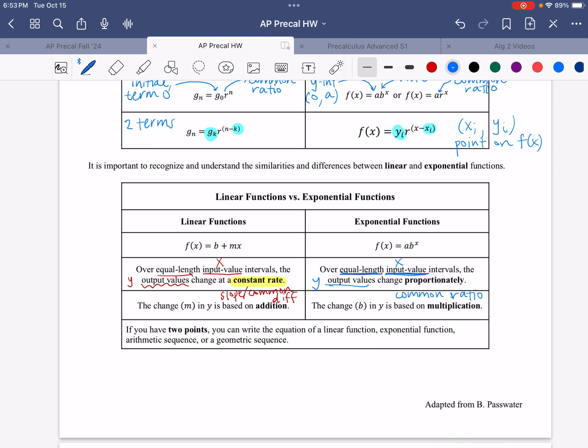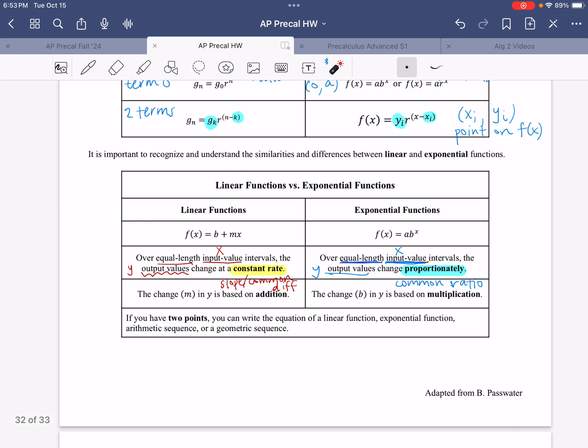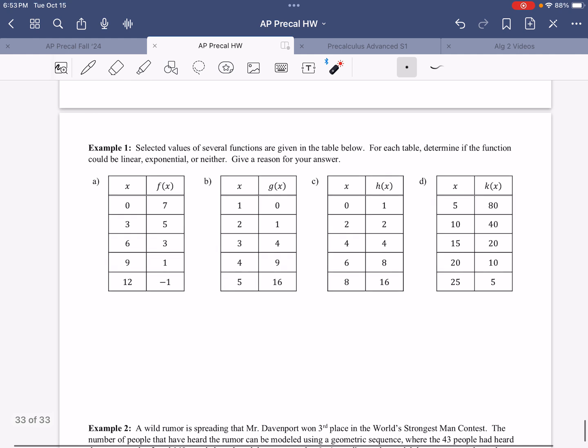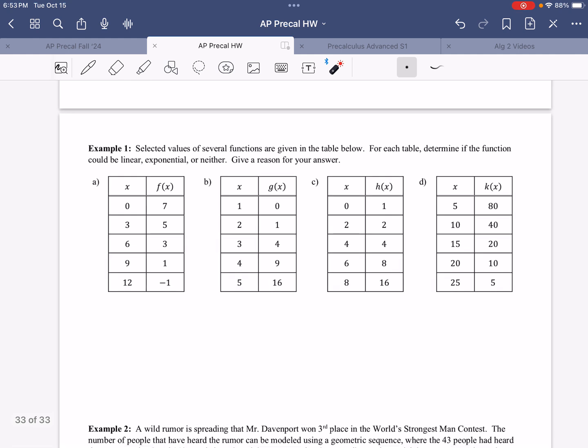Looking ahead at the last reminders before we do some problems: if you have two points, that's all you need to be able to write the equation of a linear function, an exponential function, an arithmetic sequence, or a geometric sequence. So let's look at some examples. Example 1 says selected values of several functions are given in the table below. For each table, determine if the function could be linear, exponential, or neither.